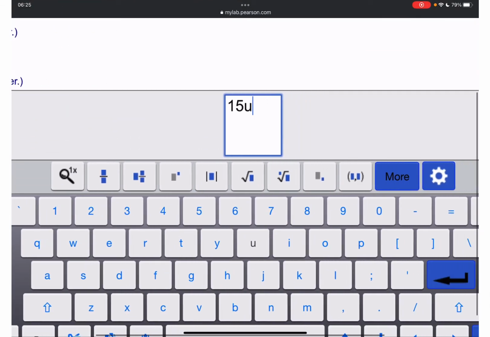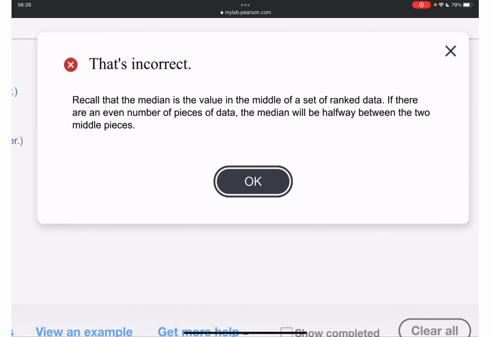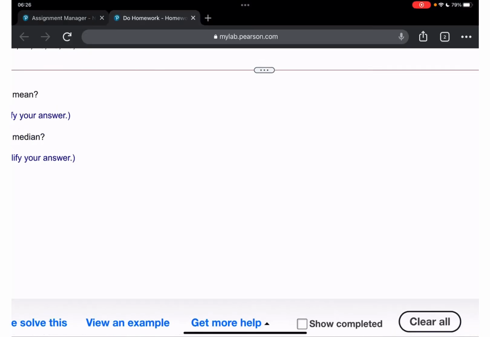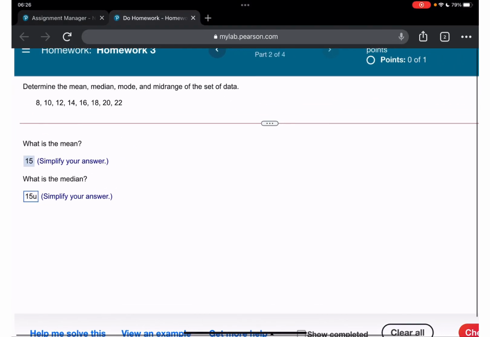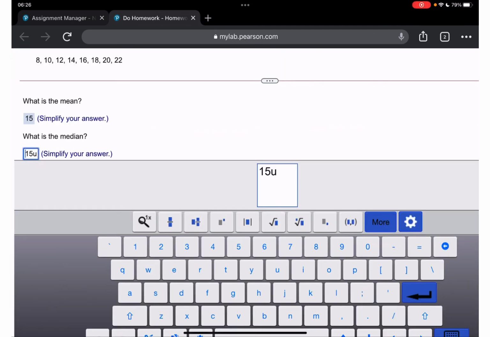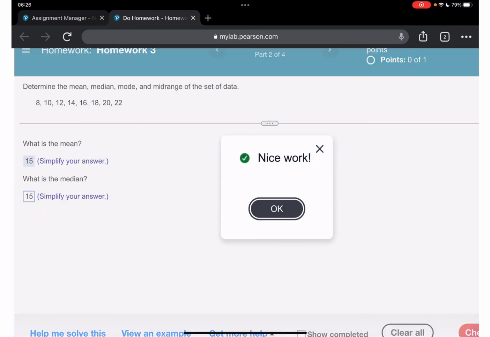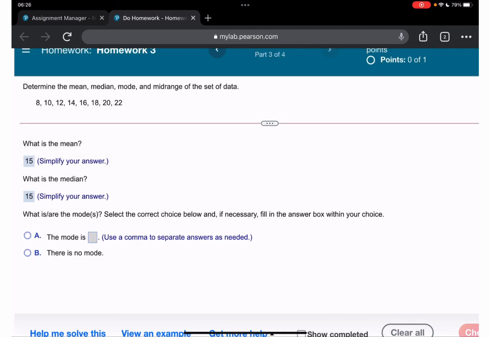What is incorrect? Where is this U sneaking in from? Every time, U, T, some letter sneaking in.